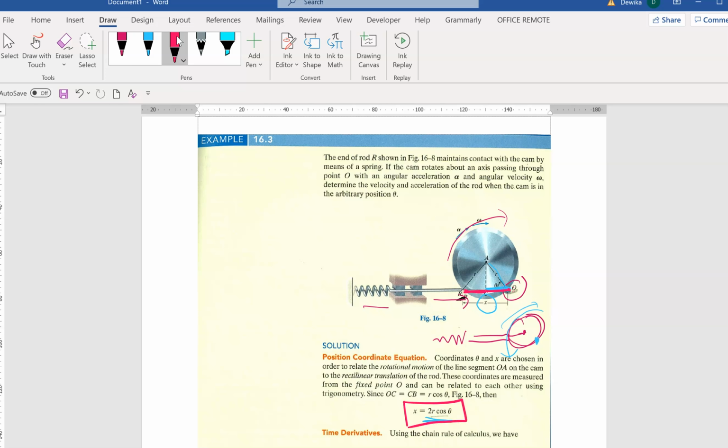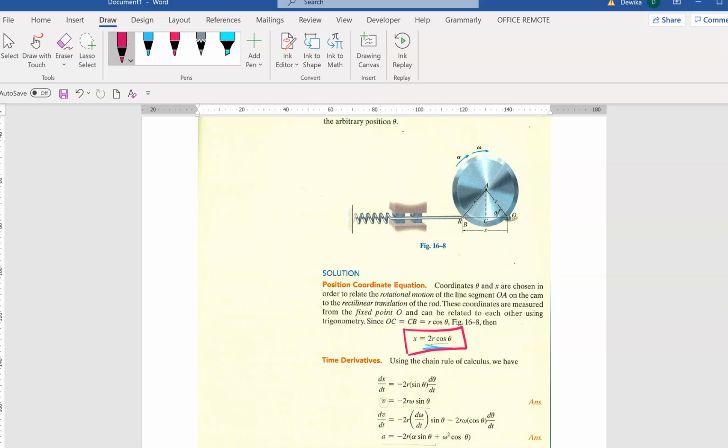Going back, I haven't even finished reading. If the cam rotates about the axis through O, the angular velocity is omega and the angular acceleration is alpha. Determine the velocity and acceleration. The cam is in an arbitrary position theta, so they want you to find the values at theta. I'm erasing that so it doesn't look messy. Now you understand why x equals 2r cos theta, right?